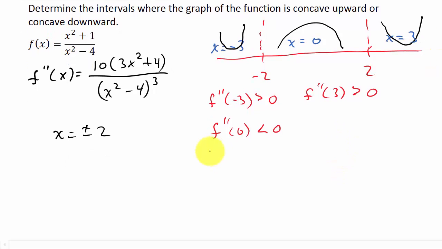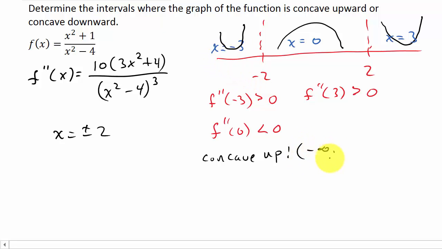So we have concave upward on this interval, -infinity to -2, and it's concave upward from 2 to infinity, and then it's concave downward on this interval from -2 to 2.